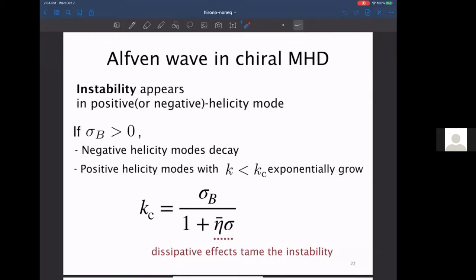So we observe some instability at the small k mode, which means that small k mode corresponds to the large scale structure. So that is why this instability leads to the formation of some large scale structure of the magnetic field in a chiral MHD, which was also discussed in the previous talk by Naoki very nicely with very nice movies.